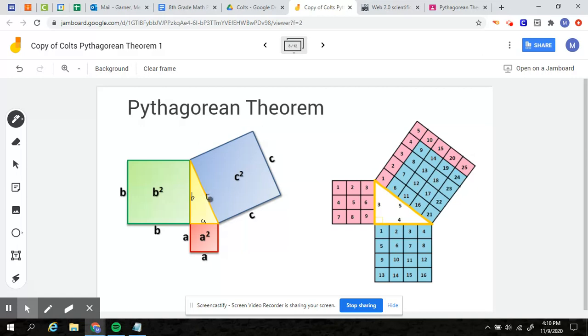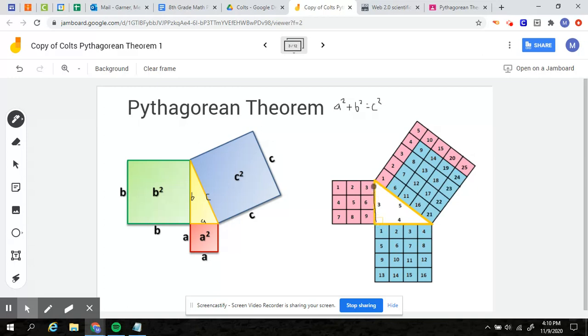And same thing with this last side, c. All my side lengths here are c, which means my area is going to be c times c, which is c squared. So what our theorem is saying, a squared plus b squared equals c squared, is that the area of the small square plus the area of the medium square adds up and equals the area of the large square.